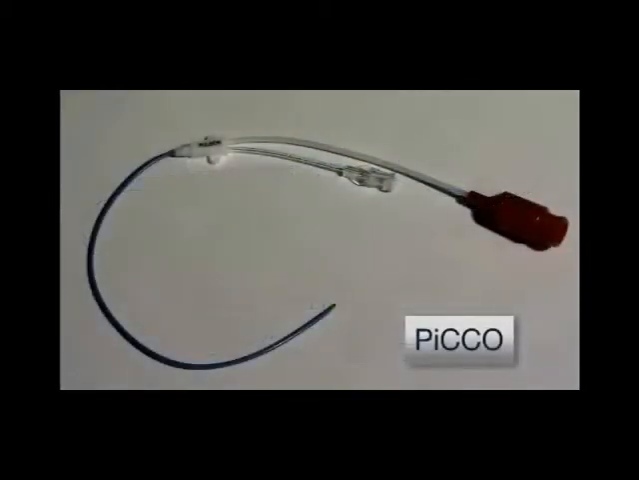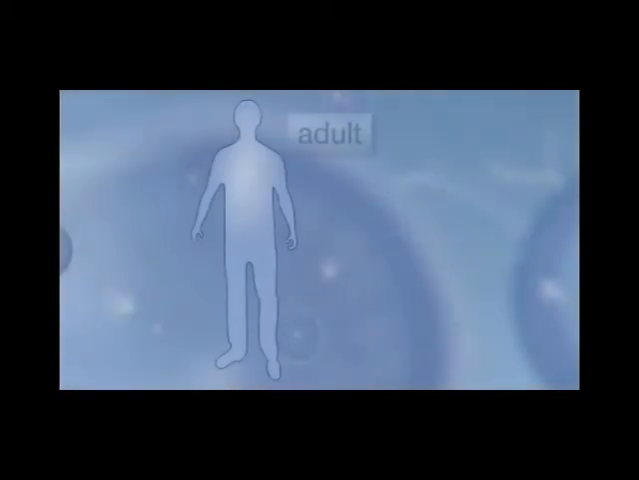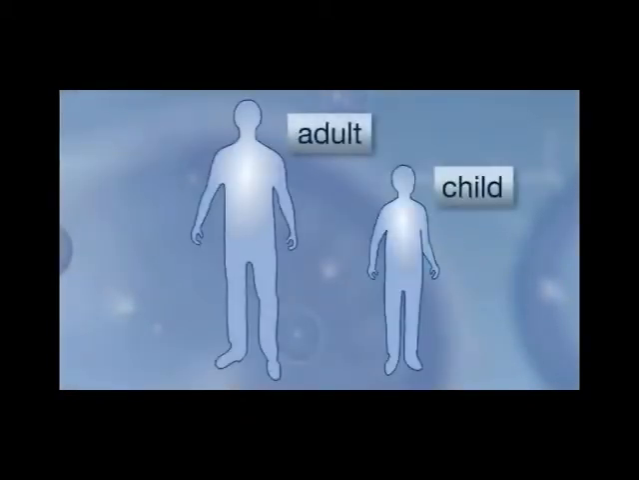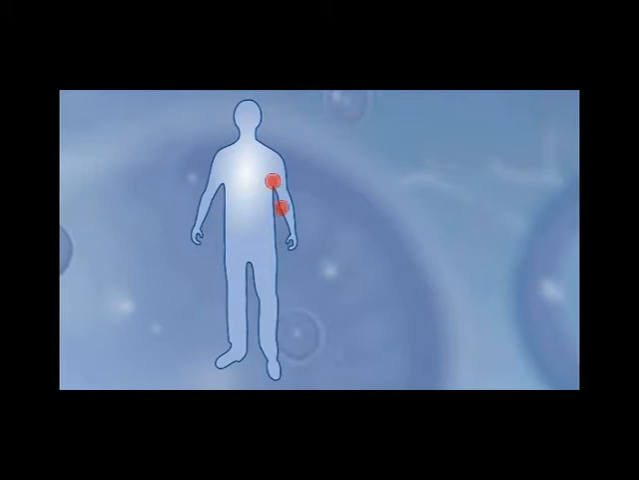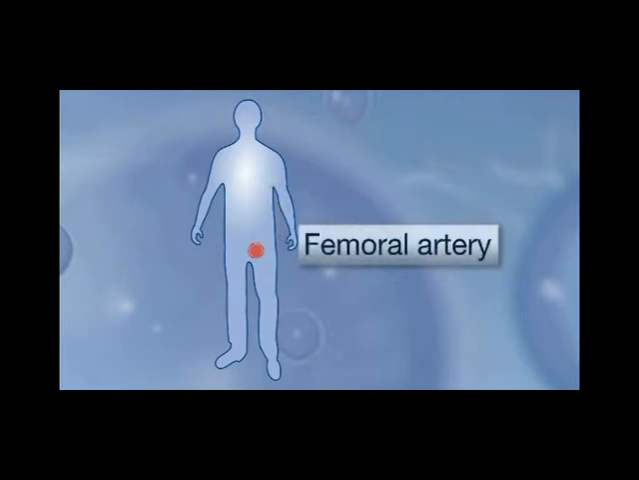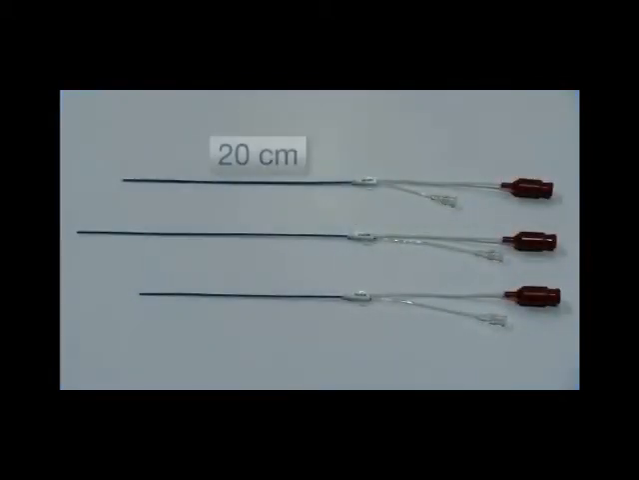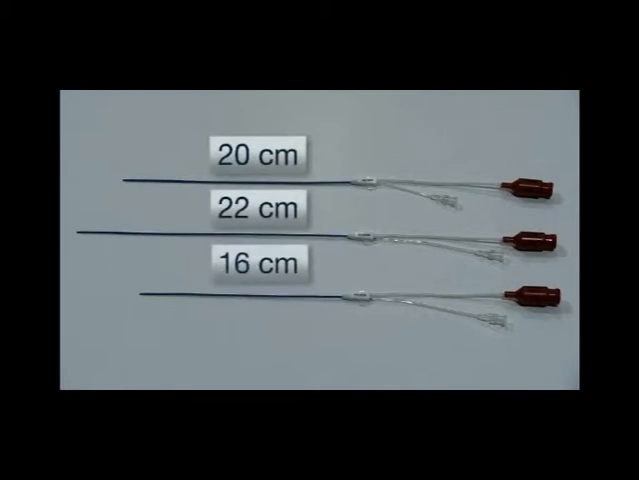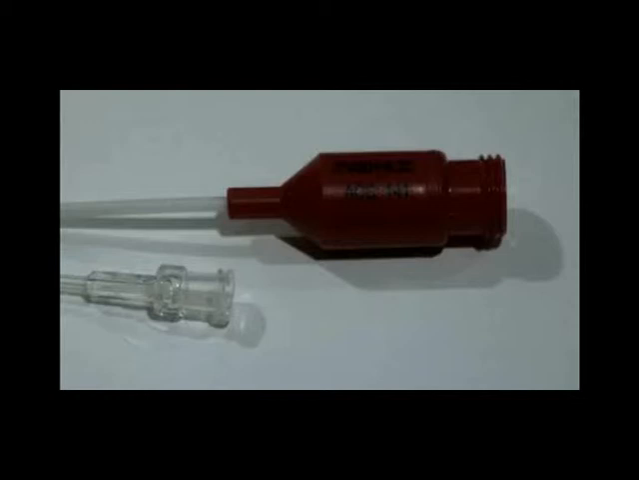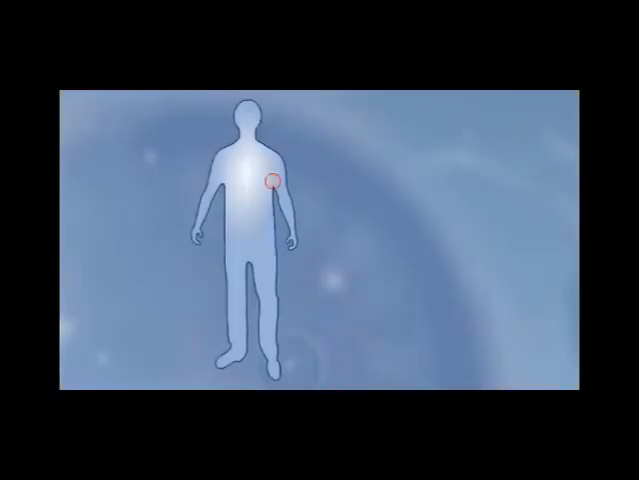The choice of appropriate Picco catheter is guided by the patient and the site of insertion. The catheter is usually introduced to the femoral artery. The 20 centimeter catheter is most commonly used. The 22 centimeter or even the 16 centimeter in small patients can be used. You can also insert the Picco catheter in the axillary or brachial artery.